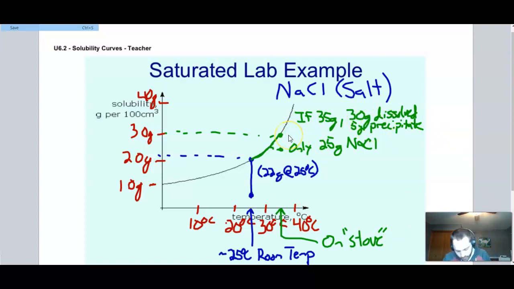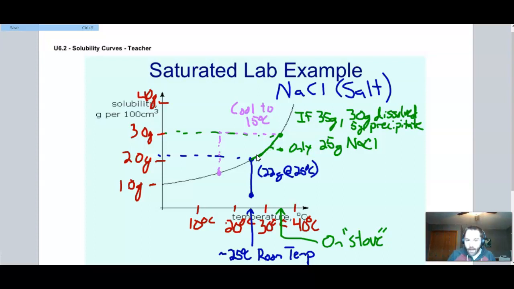So now I'm going to use purple for supersaturated. If we cool this down, and let's just say we cool this down to, I don't care, 15 degrees Celsius, what's going to happen is 30 grams was dissolved in there, and if we have a supersaturated solution, it actually doesn't follow this curve back down. This is where I say you kind of cheat chemistry. It's going to follow that purple line back down, and then it's going to come down to here.